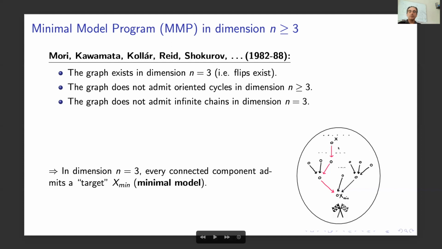So, as I said, we're not claiming that it's unique. It's actually not unique in general. There are many properties that I'm hiding here, but at least there is a special object here which represents our connected components, and this is called minimal model. In our language, it's called target, but in the common language of birational geometry, it's called minimal model, at least in some cases. In other cases, some people might use different words, but for this lecture, let's just call it minimal model.